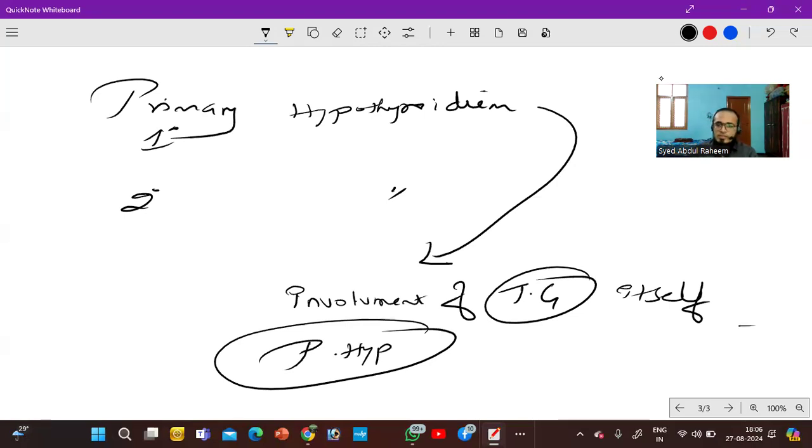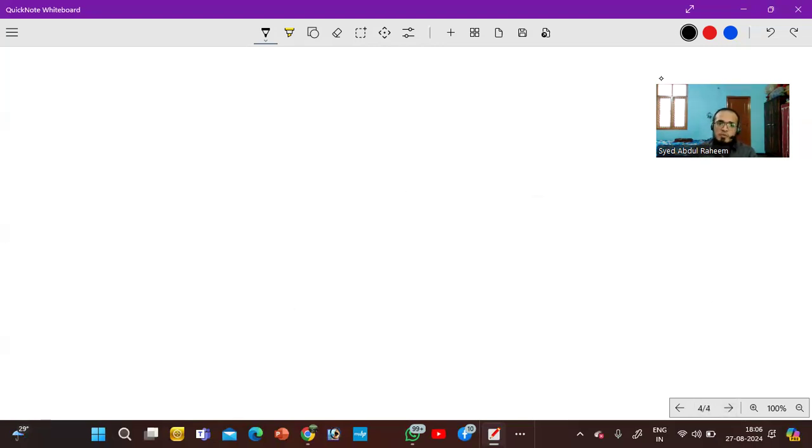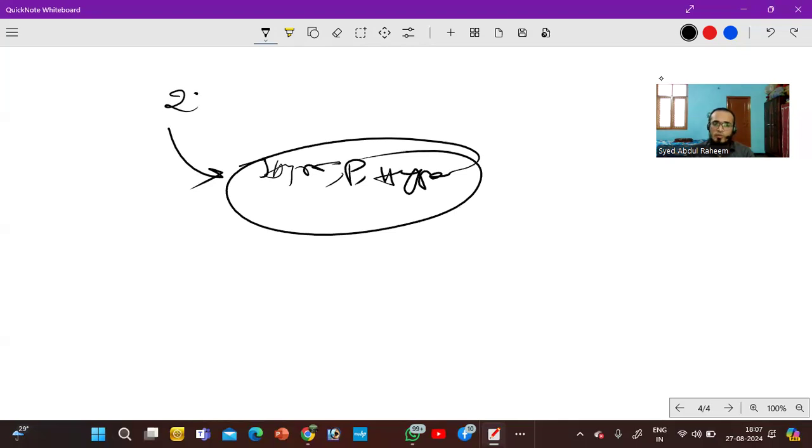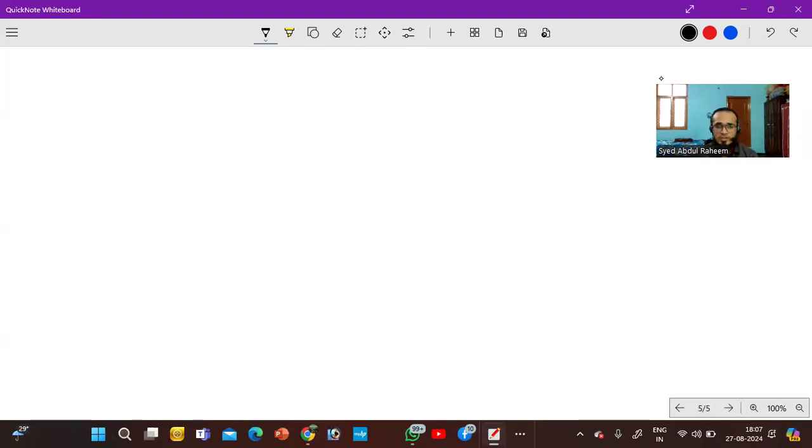Okay, next we have secondary hypothyroidism. Secondary means the thyroid gland is involved, the pituitary gland is involved, maybe the hypothalamus is also involved. So a combination of more than one gland we named secondary hypothyroidism. Okay, so what are the causes? What are the reasons? What is the etiology?